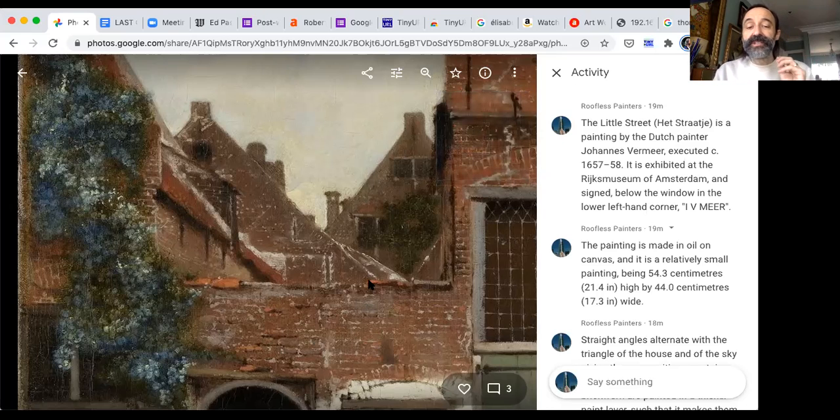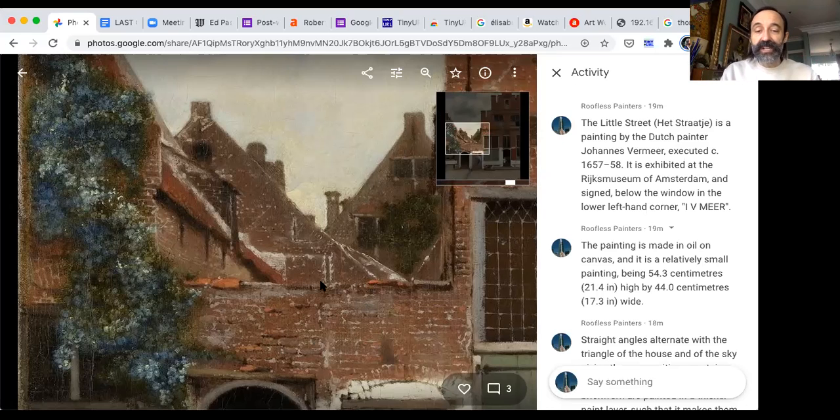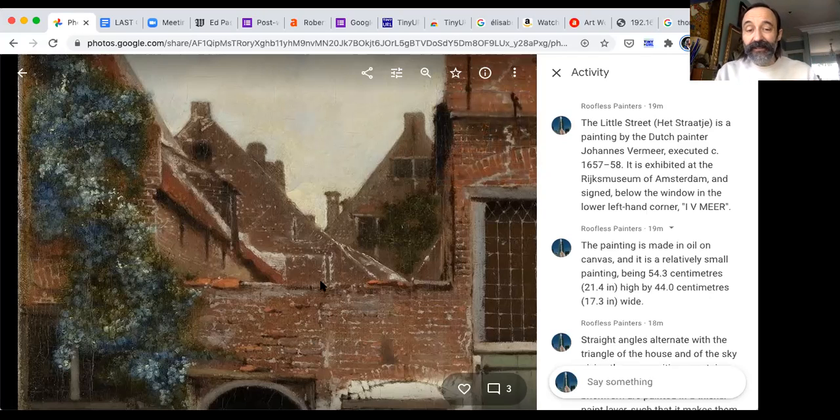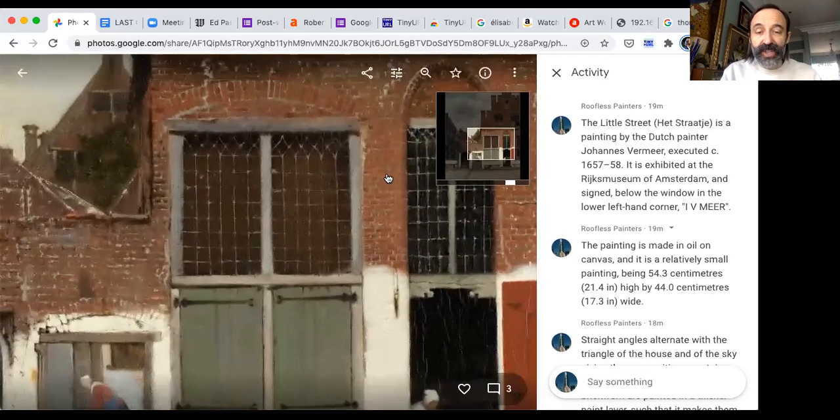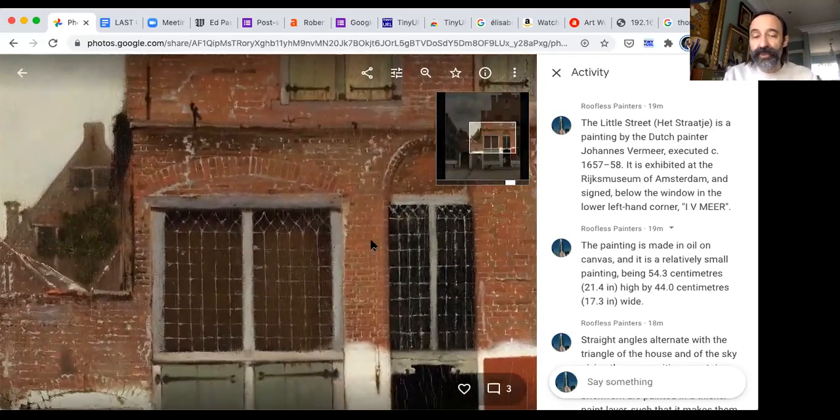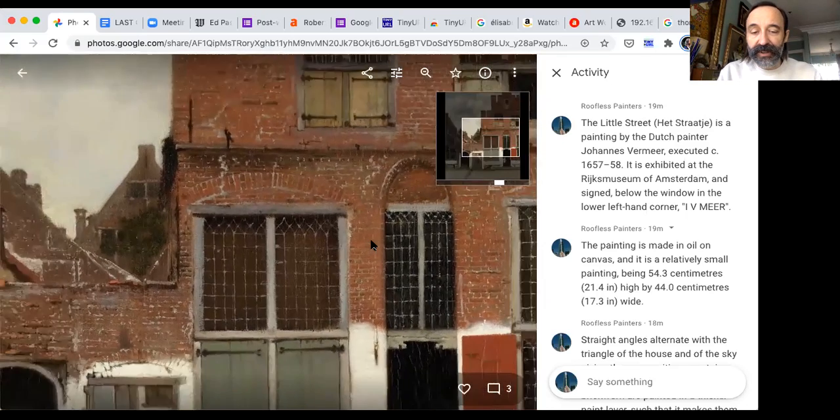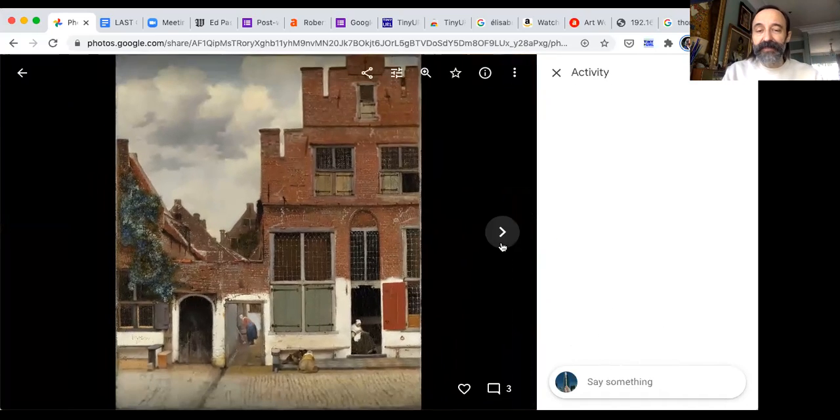So even though this is from the 17th century, we can still apply today some of the concepts that I feel are so important when we paint. Red brick, but it's not super red. There's a lot of neutrals mixed with this red. So I'm just gonna move to the next painting.